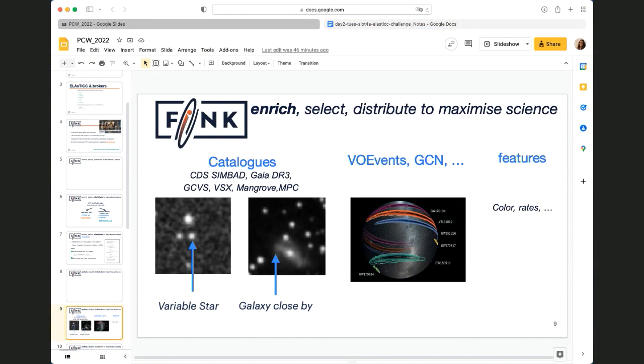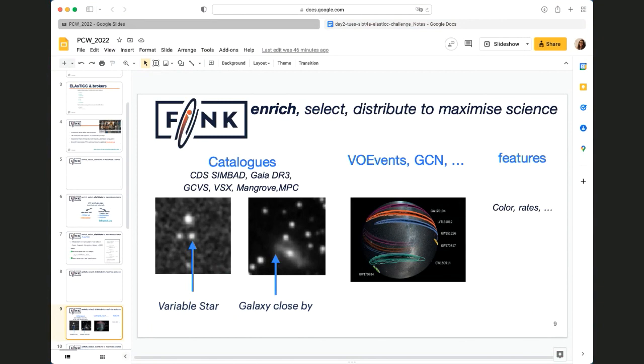Now, enrichment includes all the alerts that pass these quality cuts. At this point, we are not cutting anything. So you will have the cross-match with catalogs. This can be MPC, the Minor Planet Center, and this could be footprints of gravitational waves. This can be machine learning scores, whatever you want. Once we have all this enrichment, we start selecting things.